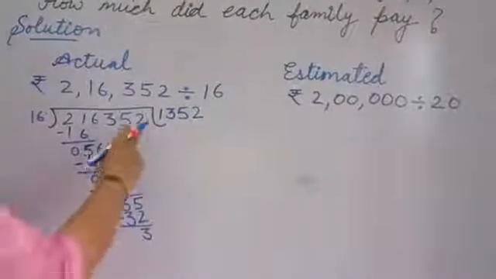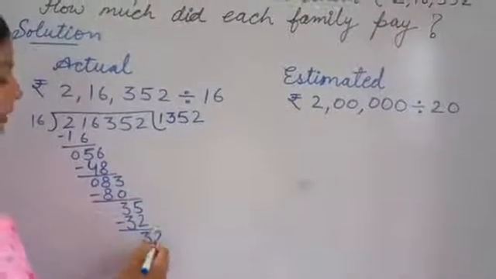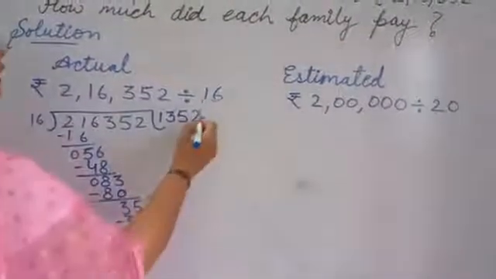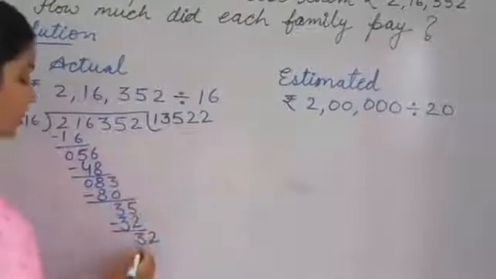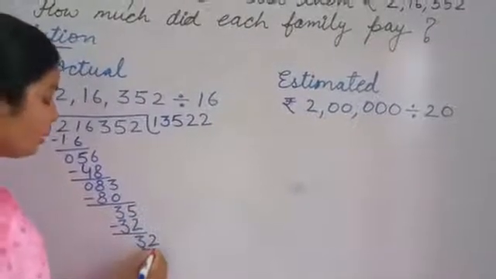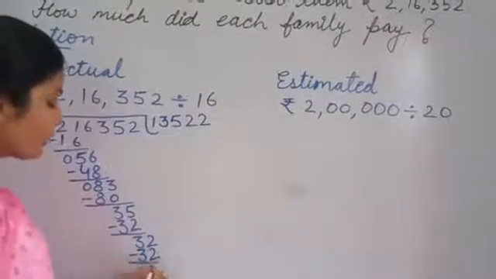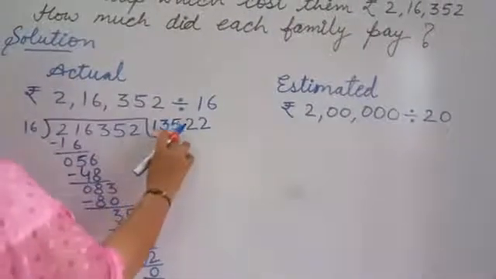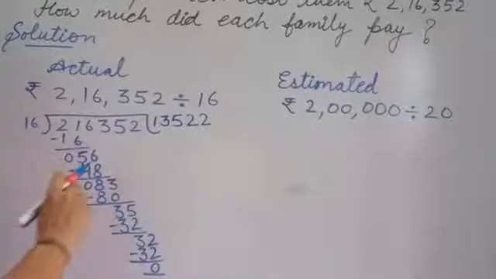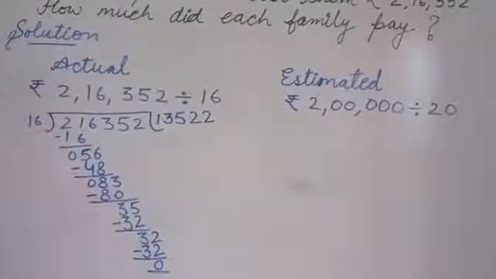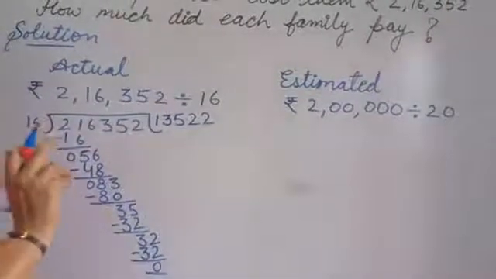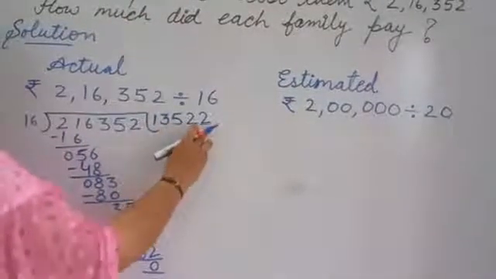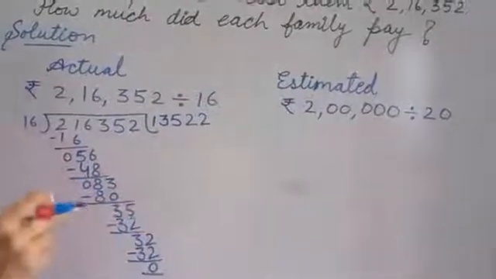Next is 2. Again we recite the table of 16. 16 ones are 16, 16 twos are 32. So what's your remainder here? 0. And what's your quotient? 13,522. So that's our actual answer. Actual is rupees, each family will pay rupees 13,522. Now we have to find estimated.